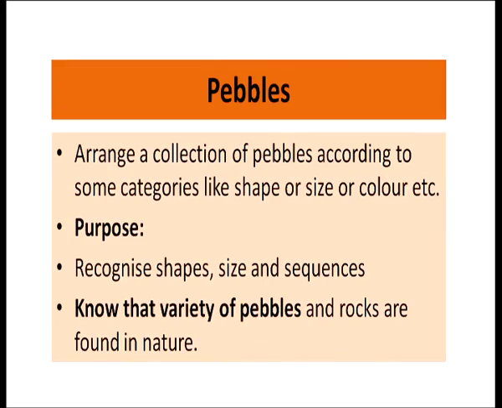So what purpose is served by this collection? They can recognize shapes, sizes and sequences. They know that a variety of pebbles and rocks are found in nature. So, though we are calling them pebbles, there is a variety in that. Similarly, in another example, a collection of leaves.